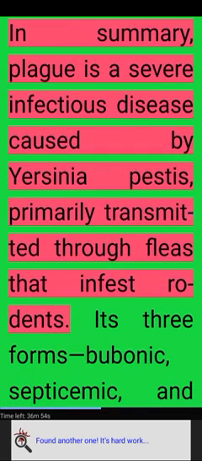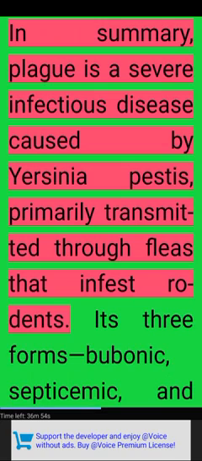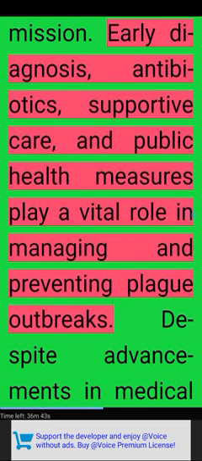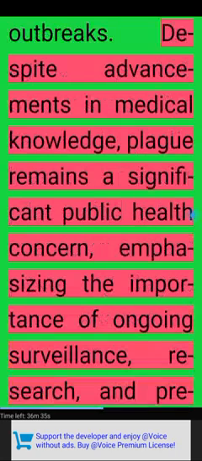In summary, plague is a severe infectious disease caused by Yersinia pestis, primarily transmitted through fleas that infest rodents. Its 3 forms, bubonic, septicemic, and pneumonic, exhibit varying symptoms and modes of transmission. Early diagnosis, antibiotics, supportive care, and public health measures play a vital role in managing and preventing plague outbreaks. Despite advancements in medical knowledge, plague remains a significant public health concern, emphasizing the importance of ongoing surveillance, research, and preparedness to effectively address this deadly disease.